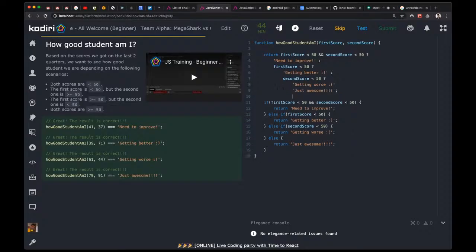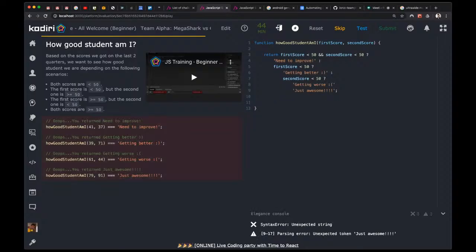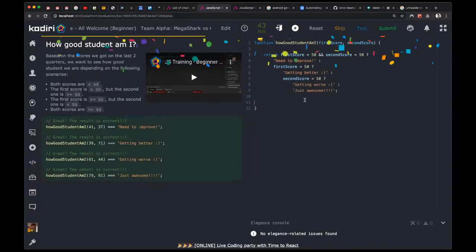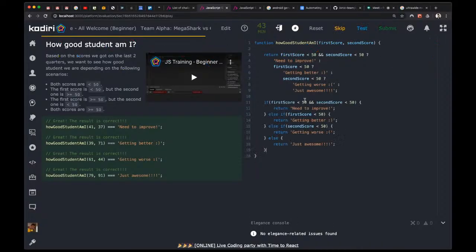So, let me remove the part at the bottom. Let's prove if it works, right? And if it works, then we'll compare them. All right, so parsing and expecting, yes, awesome. I forgot the colon here, right? It was a silly typo. And then you see it works. So now the question is, which approach do you prefer? Do you prefer the if-else approach, or do you prefer the ternary approach? Why?